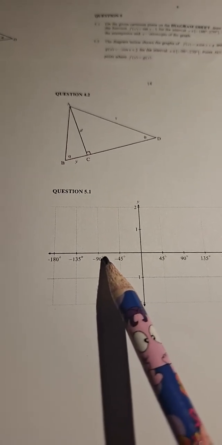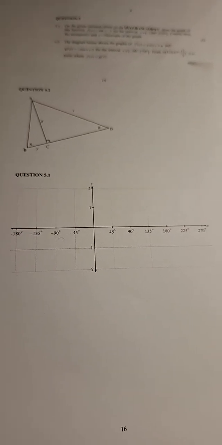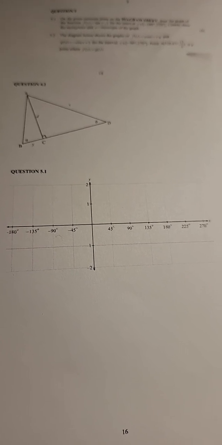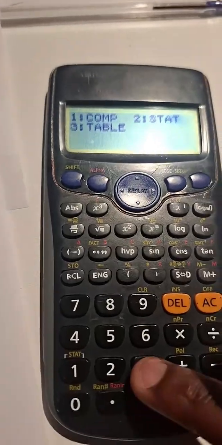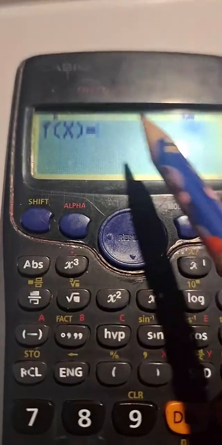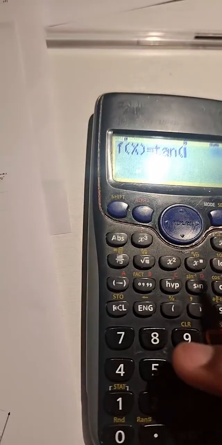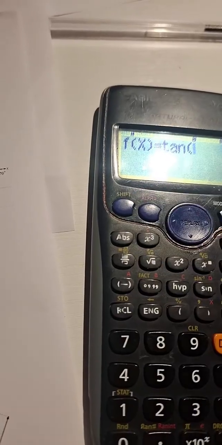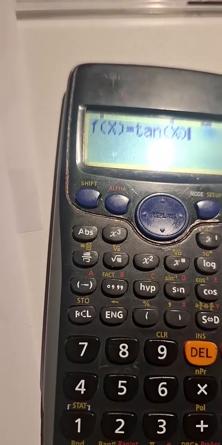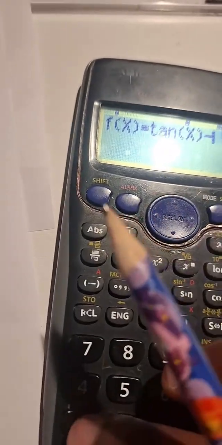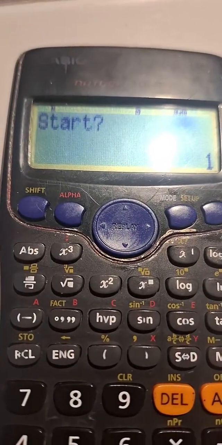Here are the beautiful values. What's nice is I can use my calculator to sketch the graph. All you do is press mode and then table. There you have it, f of x. Then you can just say tan, then alpha x, then close that bracket and say minus 1, then equal. We don't need g of x.